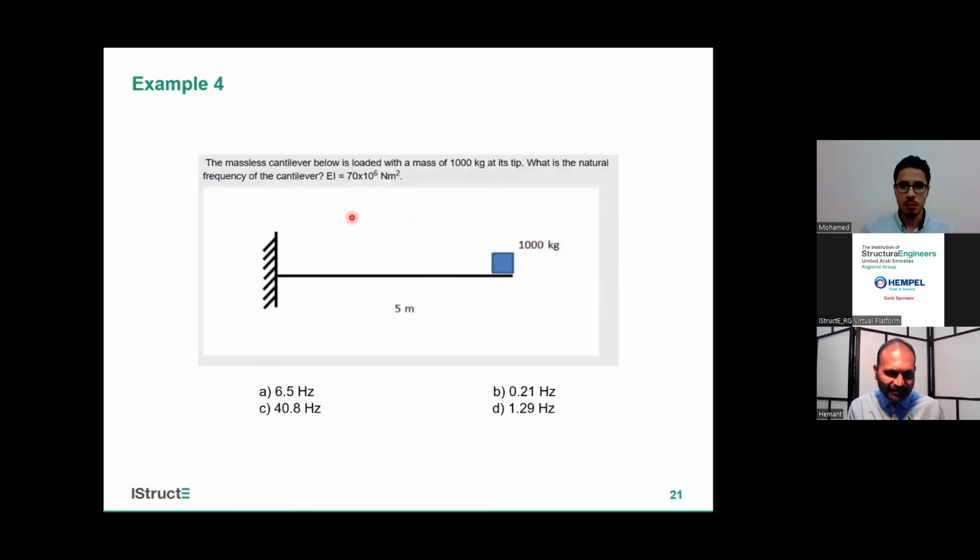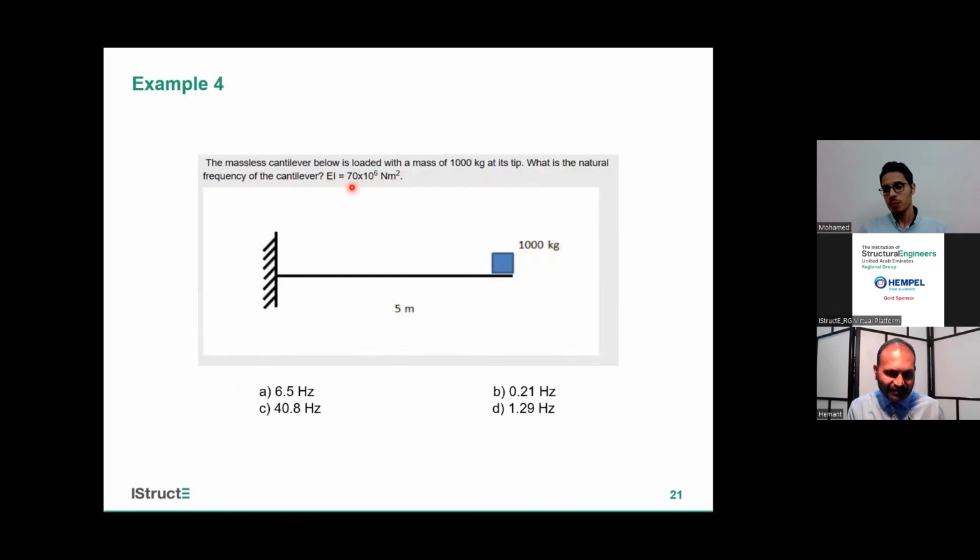And here is one of the most common questions in the exam. You will find it in any exam you will take. Here we have a dynamic system, consisting of a load with a mass of 1,000 kilograms, and here is 5 meters in length. We need to calculate the natural frequency of the cantilever, and EI is given.